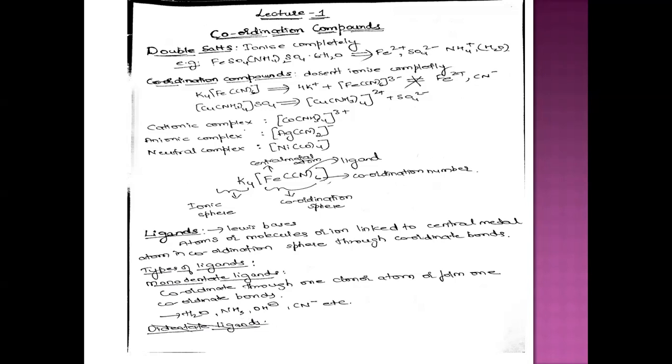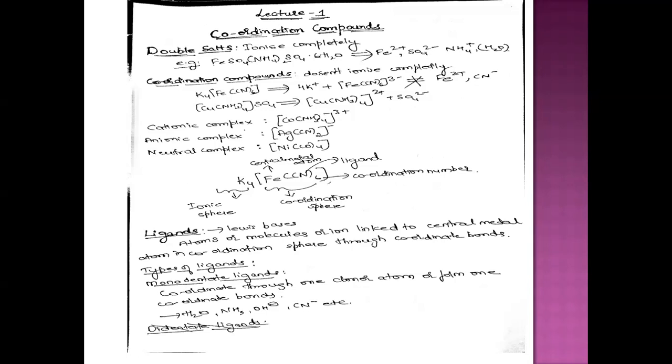What do you mean by monodentate ligand? In the presence of these ligands, only one donor atom takes part in the coordination bonding, that is donating electrons to the central metal atom, and only one coordination bond is formed at a time. Similarly, here you can see K4[Fe(CN)6], there are 6 cyanide ions. One cyanide ion will form only one bond with the ion. It will not form 2 or 3 bonds, only one bond. So monodentate ligands form only one coordination bond at a time with the central metal atom.